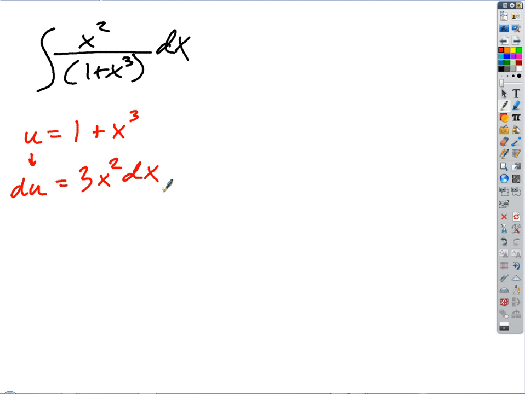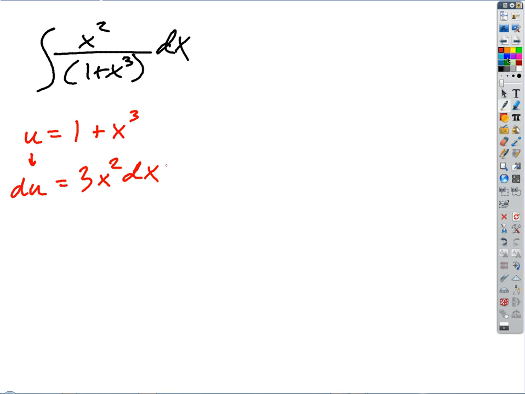Remember that you have the option. You could differentiate this with respect to x, and then just multiply both sides by dx to get there also, right? So you have x squared dx, you take the 3 and divide.